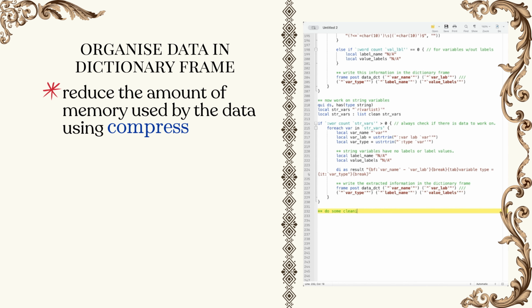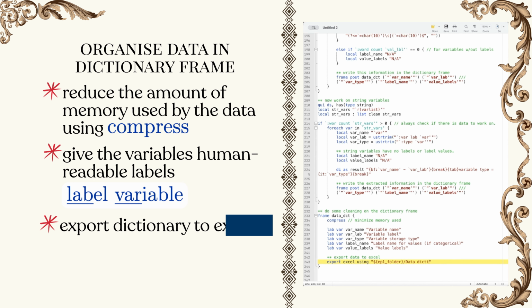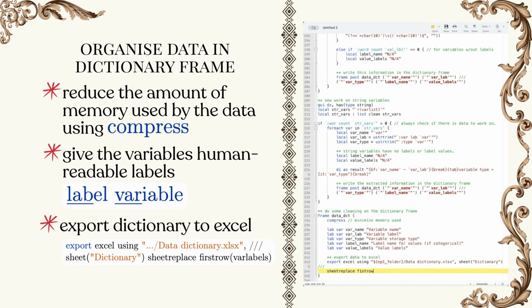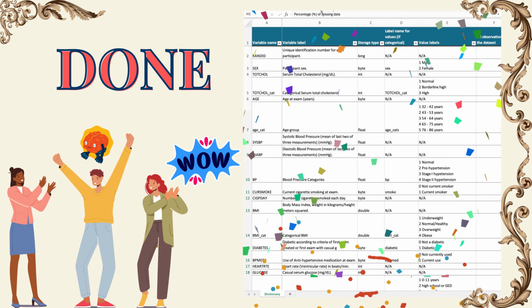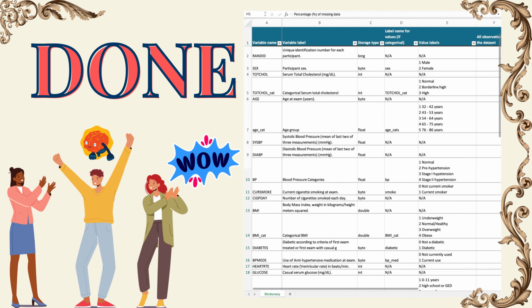Finally, we compress the frame so that column widths are dictated by the longest string or number in the dataset, and this helps to save space. We add human-readable labels to each of the variables and export the dictionary to Excel. Et voila! The output is a clean sheet with every variable and its metadata.